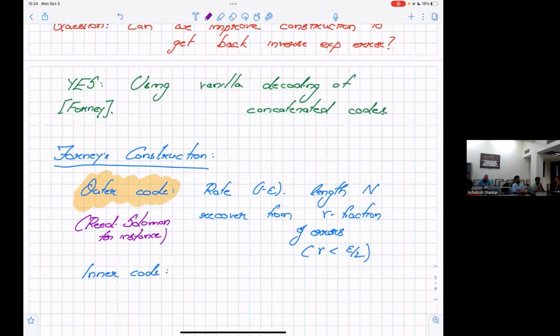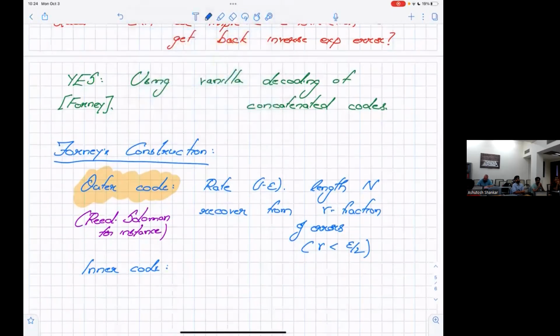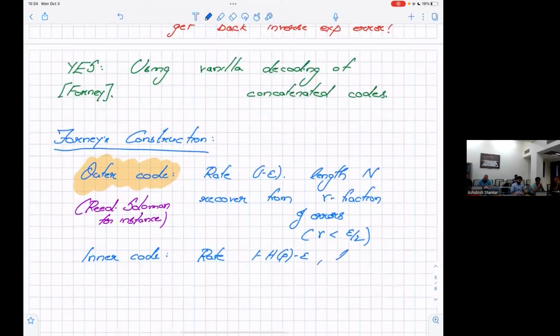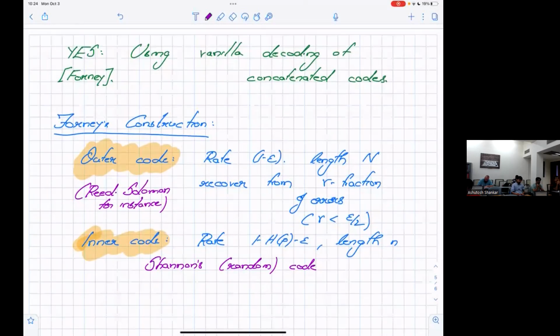The inner code, we will use a code whose rate is say 1 minus H(p) minus epsilon. Its block length is small n. That's going to be the inner code. And which code will be used for this? We'll just use Shannon's random code. But small n will be logarithmic in the final block length. Therefore, it will be okay for us to do this.